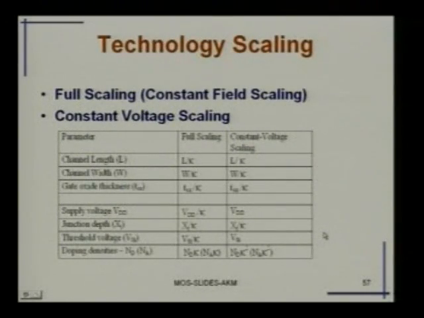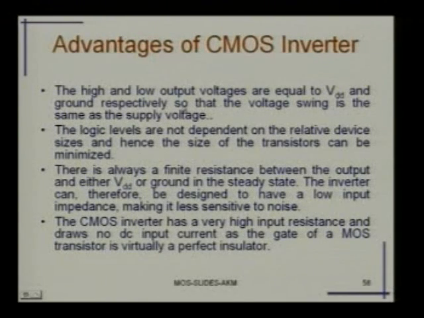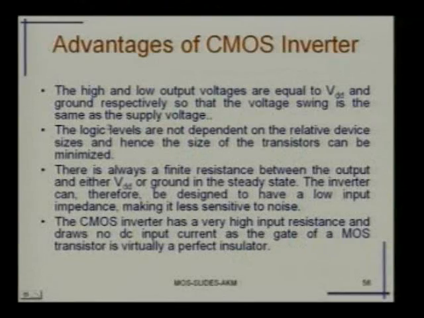I believe this thing has been discussed. The high and low voltages are VDD and V0. That means whatever the input and output, there is no deterioration in the output voltage. This will be 0 and 1. VDD will be 1 and V0 will be 0. There is always a finite resistance between VDD or ground in the steady state. So, therefore, it can be designed for low output impedance, making it effectively less sensitive to noise.